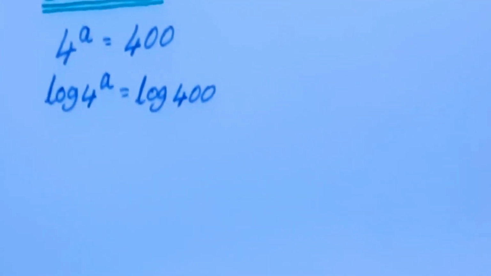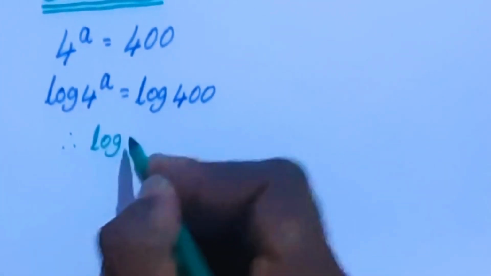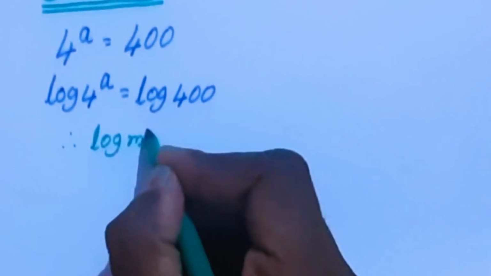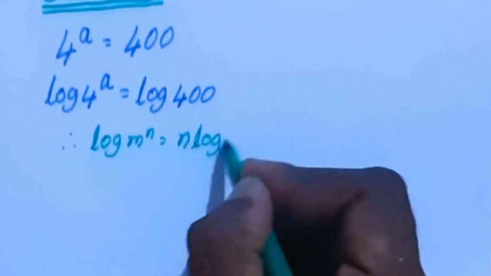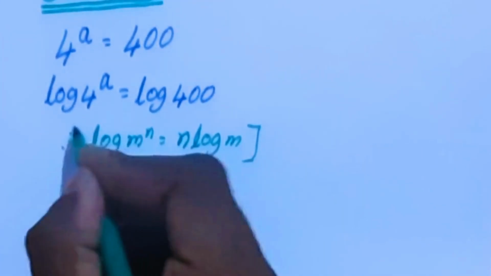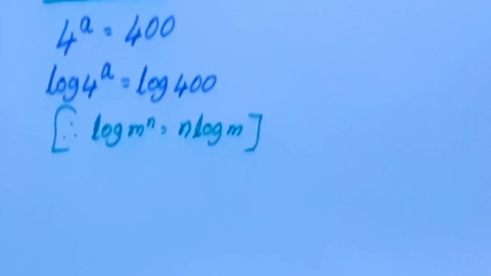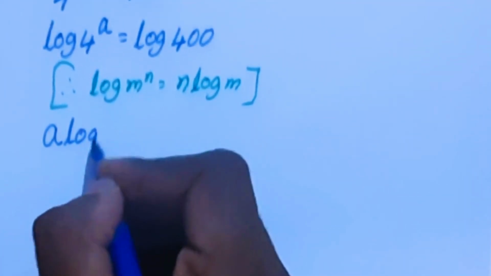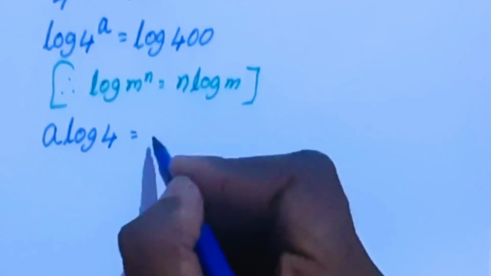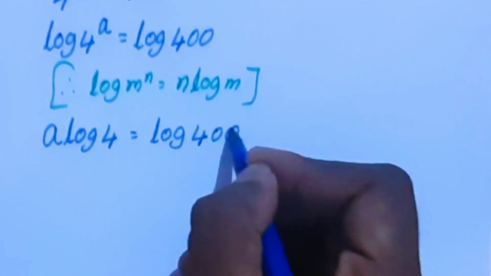Now we are going to implement this log power formula here, that is log m power n equal to n log m. This formula we are going to implement here. So we'll get a log 4 equal to log 400.